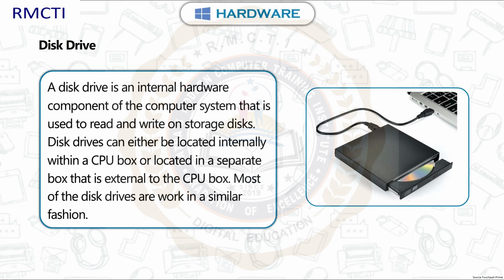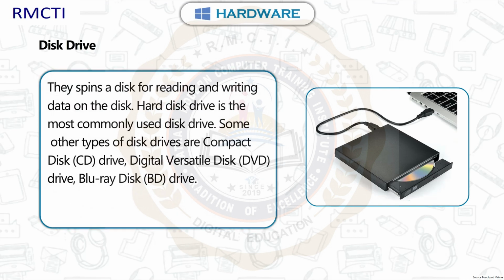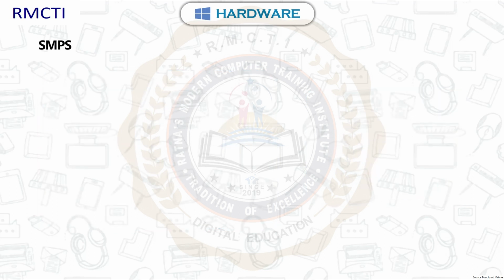Most of the disk drives work in a similar fashion. They spin a disk for reading and writing data on the disk. Hard disk drive is the most commonly used disk drive. Some other types of disk drives are compact disk, CD drive, digital versatile disk, DVD drive, Blu-ray disc, BD drive.